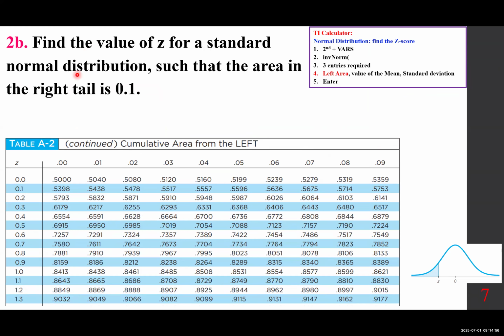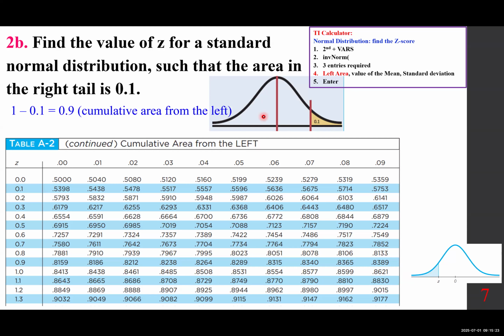Find the value of the z for a standard normal distribution such that the area in the right is 0.1. Again, always go with the drawing. The area to the right is 0.1. And the table gives you area to the left. If the area to the right is 0.1, the area to the left must be 1 minus that, by the fact that the total area is 1. So this area is 0.9.